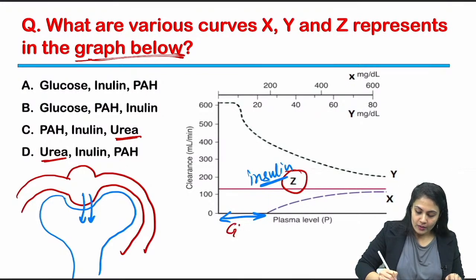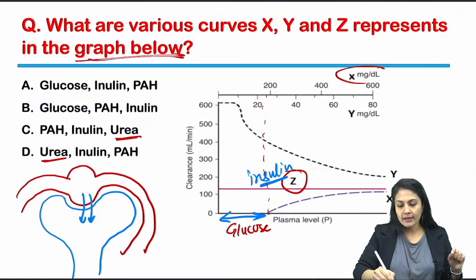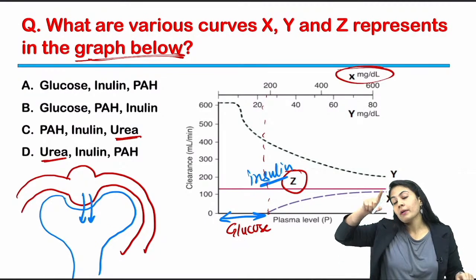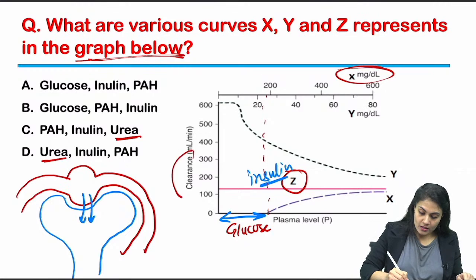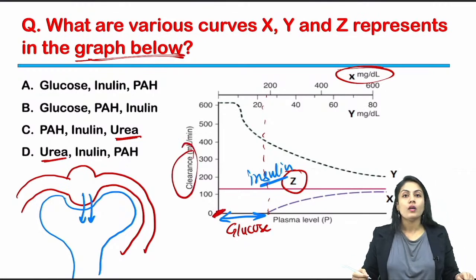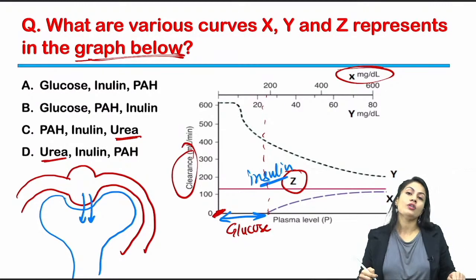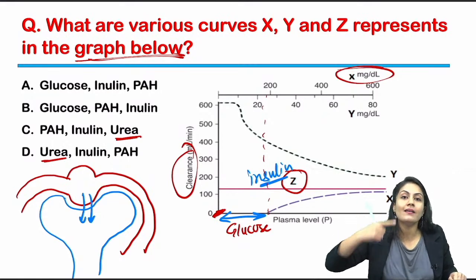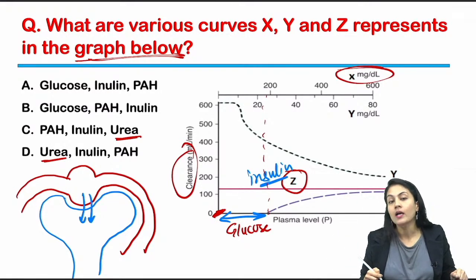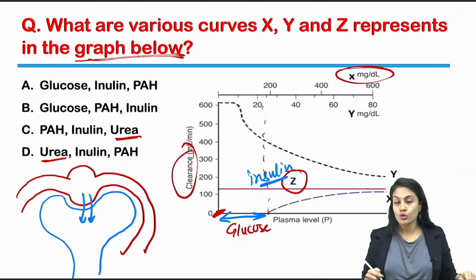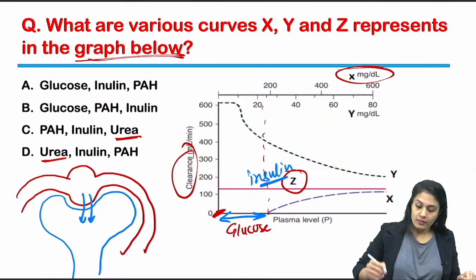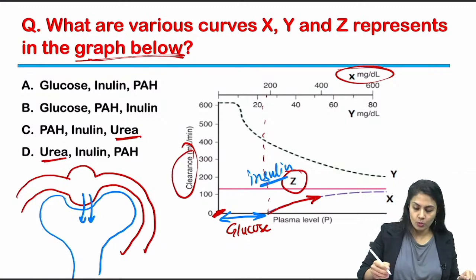Now over here, this is glucose. Why? Because after around 180 to 200 mg per deciliter, glucose starts coming into the urine. Before that, the clearance was 0. As we increase the plasma concentration above the renal threshold, which is 180 to 200 milligram percent, right? Then onwards, glucose is going to come into the urine. So definitely this is glucose.